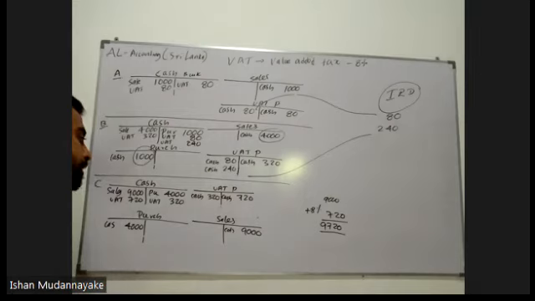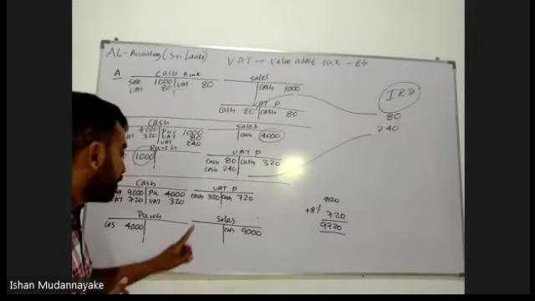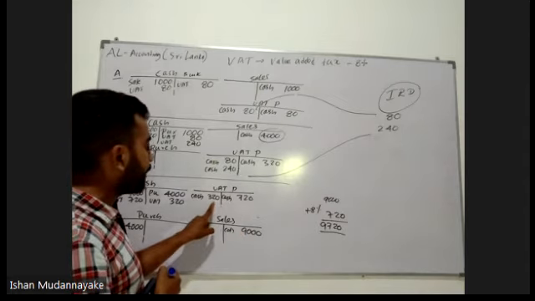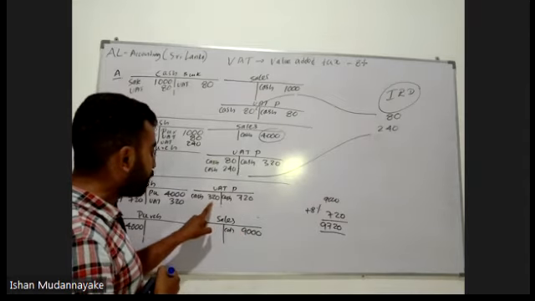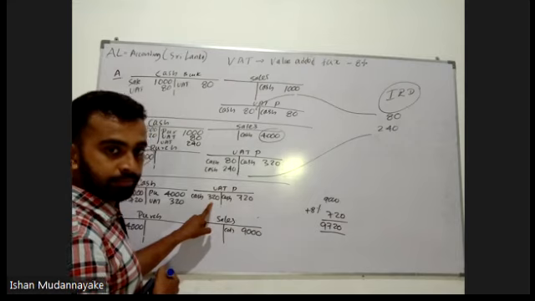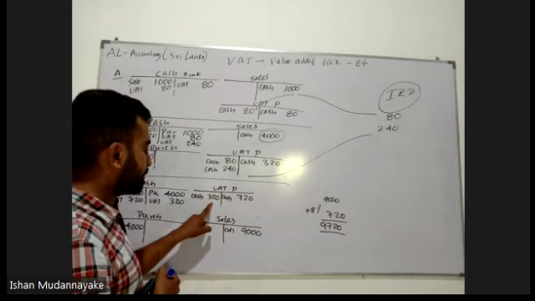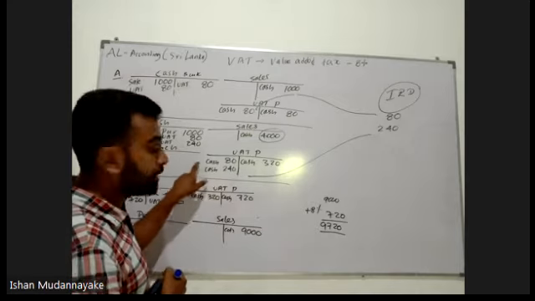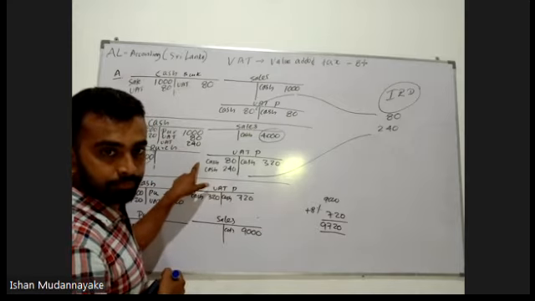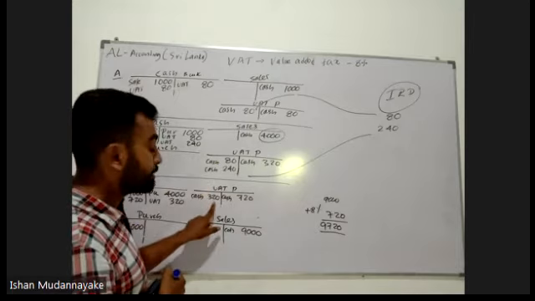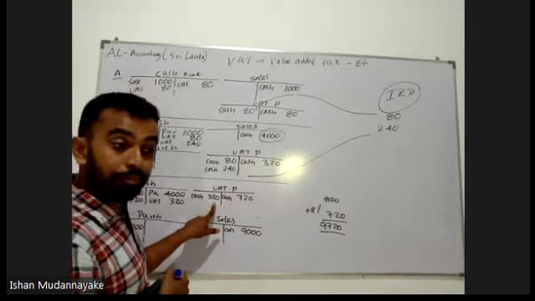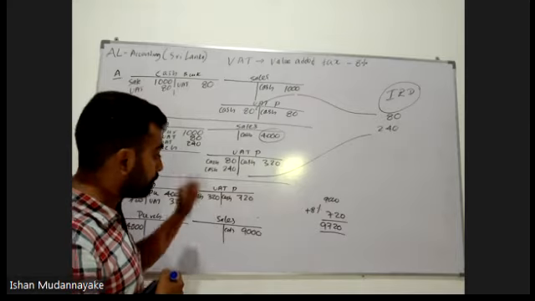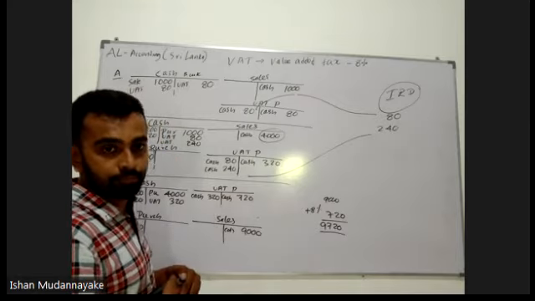Right here, look at the payable account now. Output at 720, input at 320. This input is already paid to the government. This 320 was paid by company C to company B. Okay, so company C thinks that company B may have paid this amount to the department.